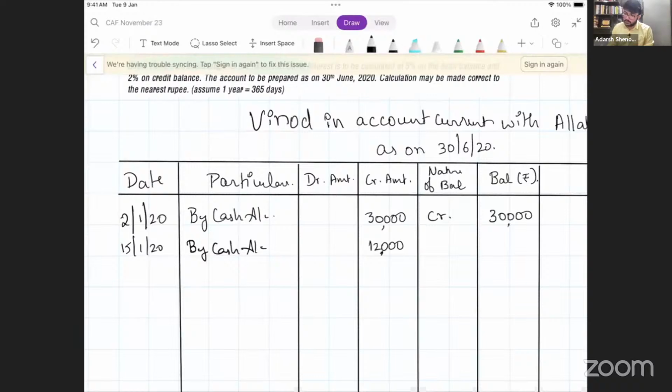What will be the balance now? Opening balance 30,000, credit balance was there. Again, you're crediting. So what should I do when you're crediting again? Should I add or should I minus? It was credit balance. You're supposed to credit again. That means you're supposed to add, right? So 42,000 credit balance.